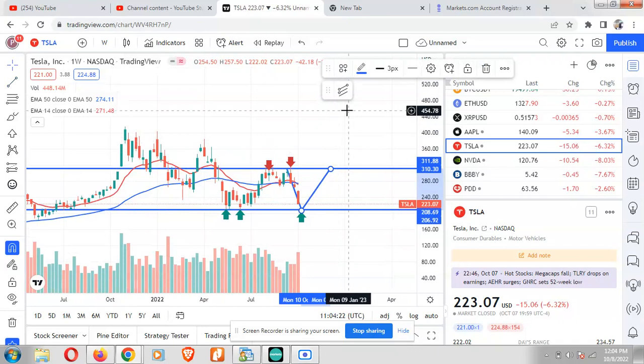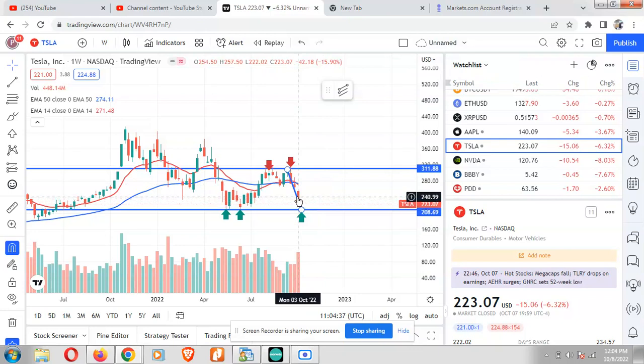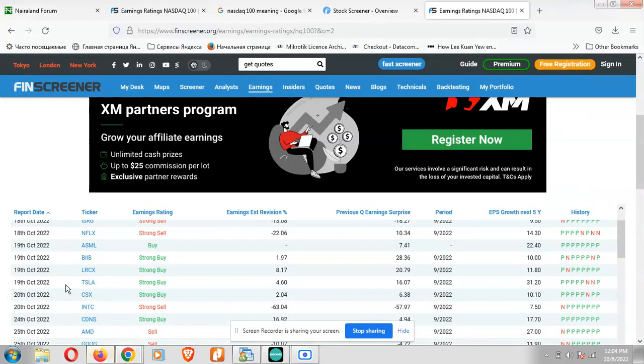So based on the forecast from FinScreener, Tesla is going to be a strong buy on the 19th of October. That's what FinScreener is telling us. Let's go back to FinScreener. Follow my pointer. This is Tesla. This is the 19th. I'm marking it. The 19th of October, I shaded it.